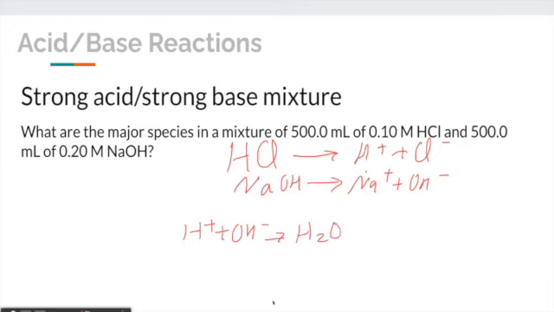So what are the major species? Well, we're not going to see very much H plus, and we're not going to have very much OH minus. We are going to have a lot of chloride ion because that spectator is going to be around. It's not doing anything. It doesn't influence pH. We also are going to have a lot of sodium ions. And then we're going to have water. But OH minus and H plus are not going to be present to any great extent at equilibrium here. Or it's not really at equilibrium. It's a one-way reaction.